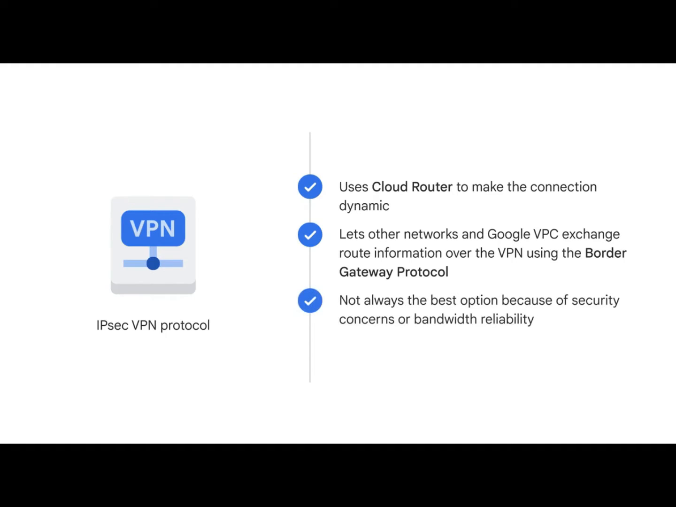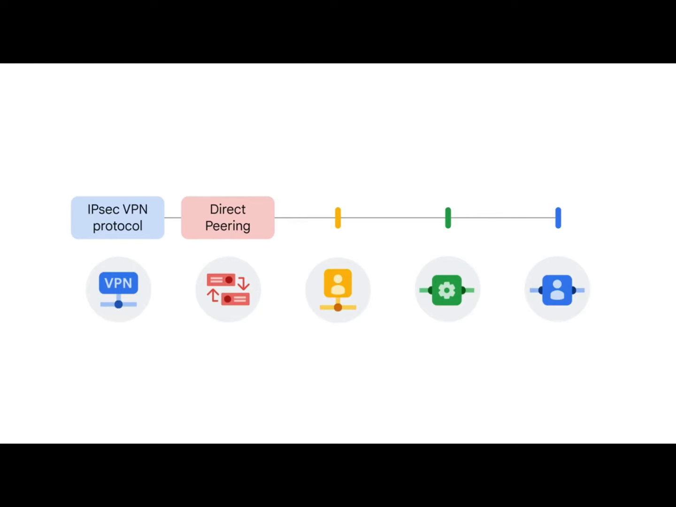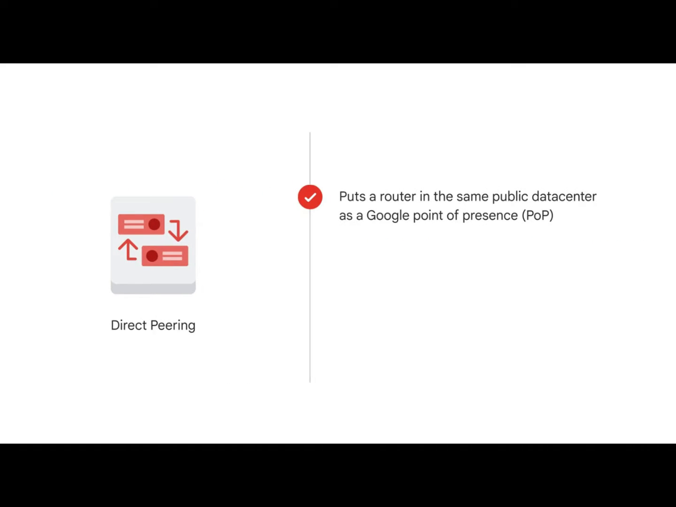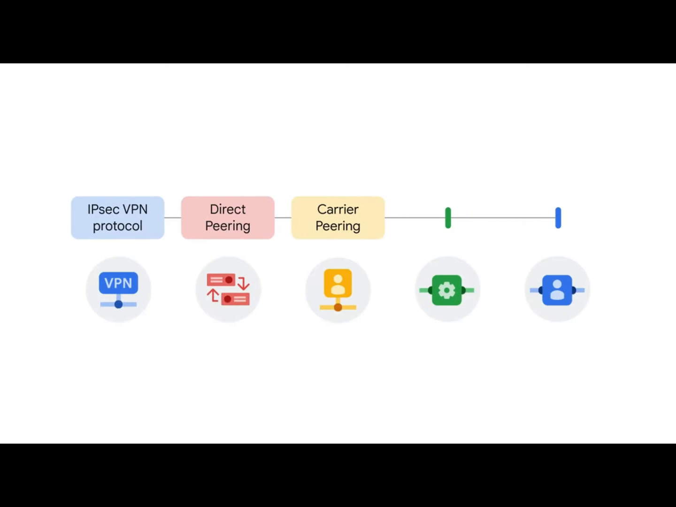Using this method, if you add a new subnet to your Google VPC, your on-premises network will automatically get routes to it. But using the internet to connect networks isn't always the best option for everyone, either because of security concerns or because of bandwidth reliability. So, a second option is to consider peering with Google, using direct peering. Peering means putting a router in the same public data center as a Google point of presence and using it to exchange traffic between networks. Google has more than 100 points of presence around the world. Customers who aren't already in a point of presence can work with a partner in the carrier peering program to get connected.